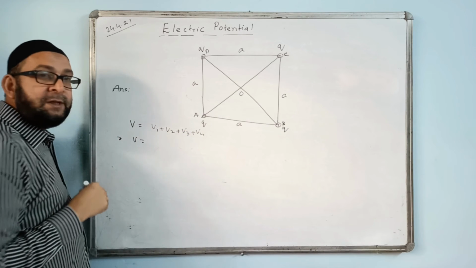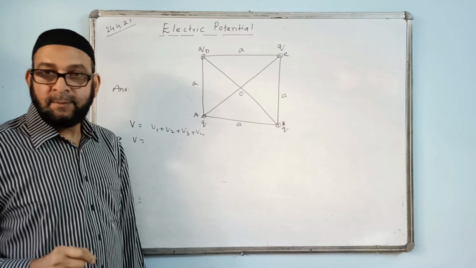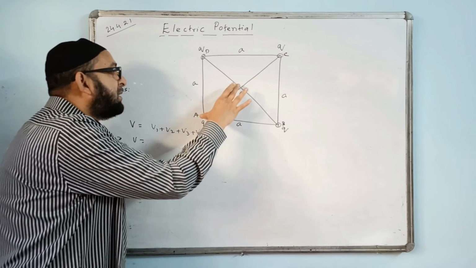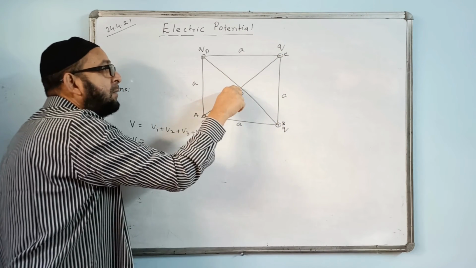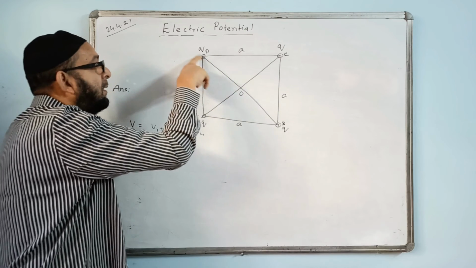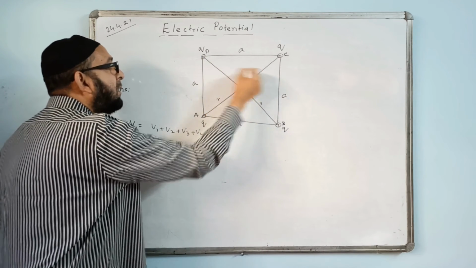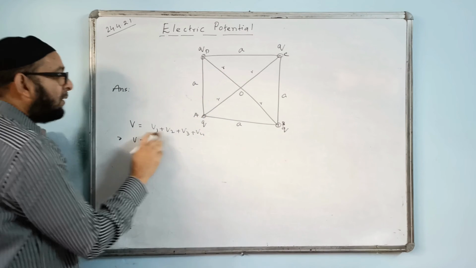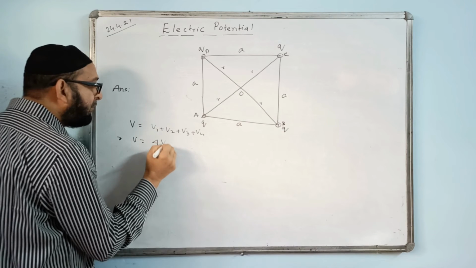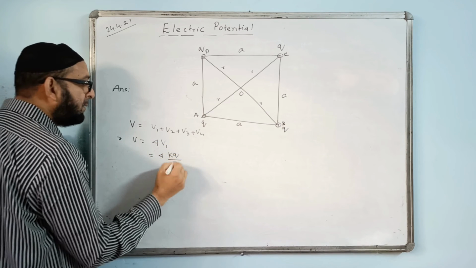And I'm sure all potentials are equal. Why? Potential formula is KQ by R. Charge is same, distance is same from each charge till the point O. Distance each time is R. Suppose we are assuming R. So all of them are equal. I can simply add them as 4V1, 4 times KQ by R.